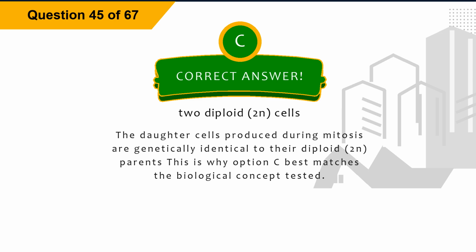Explanation: the daughter cells produced during mitosis are genetically identical to their diploid, 2N, parents. This is why option C best matches the biological concept tested.